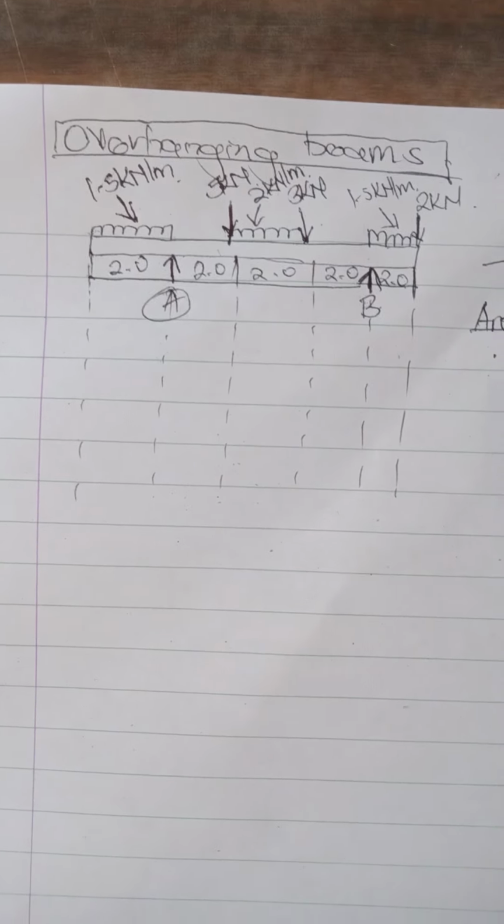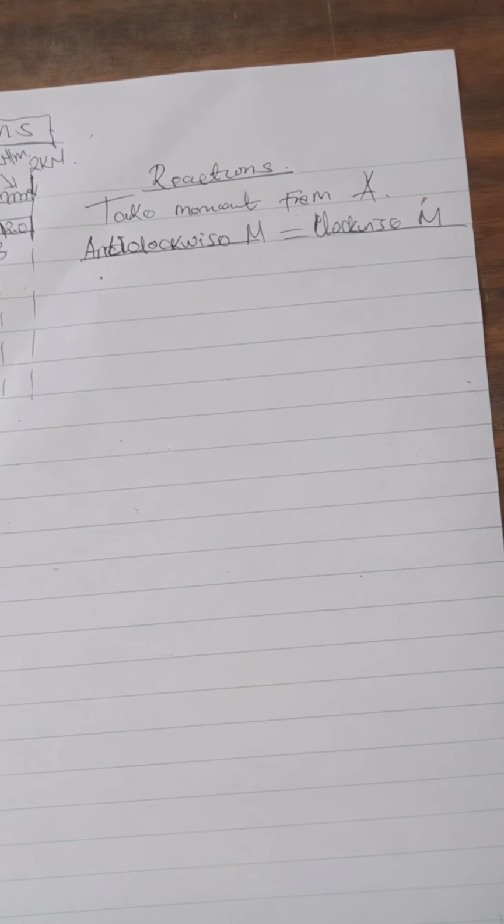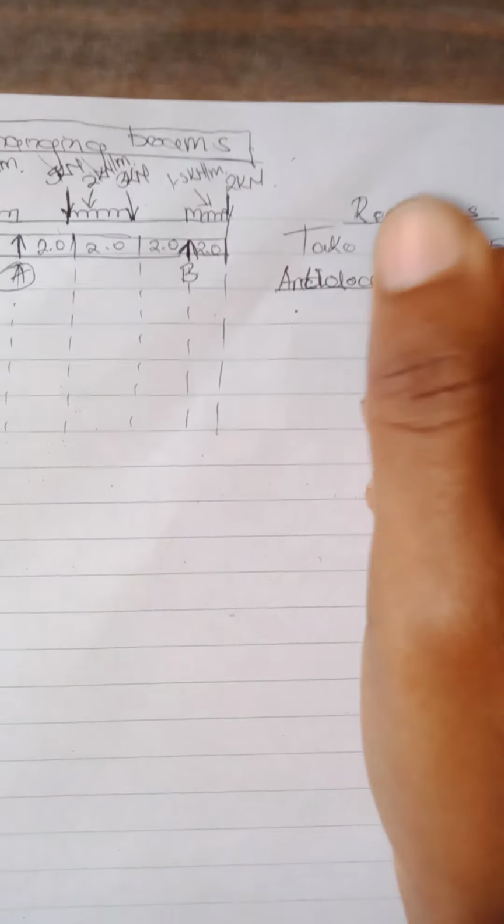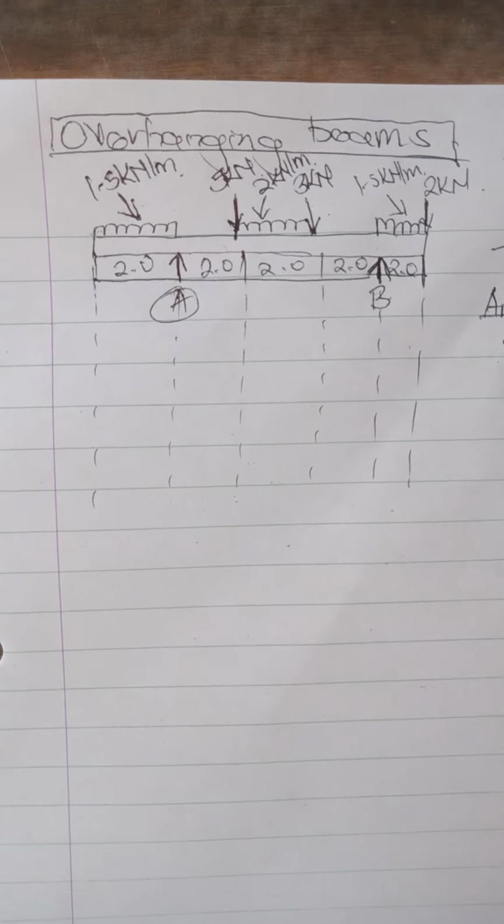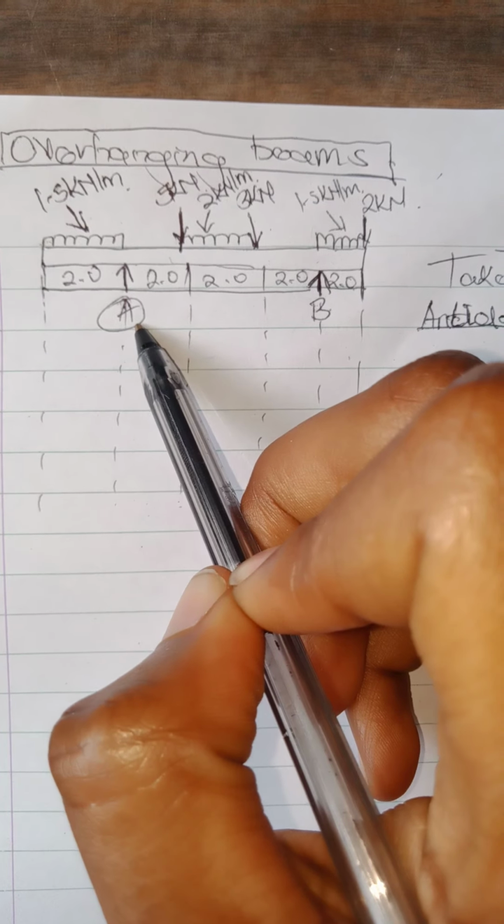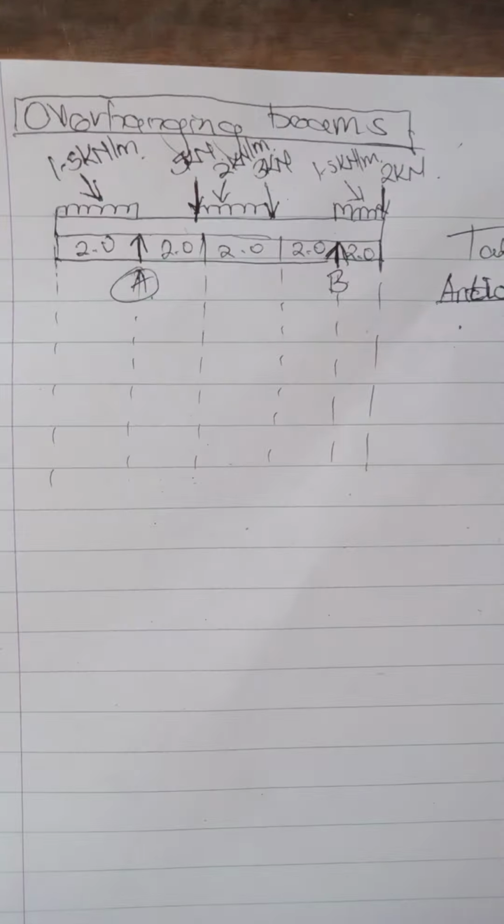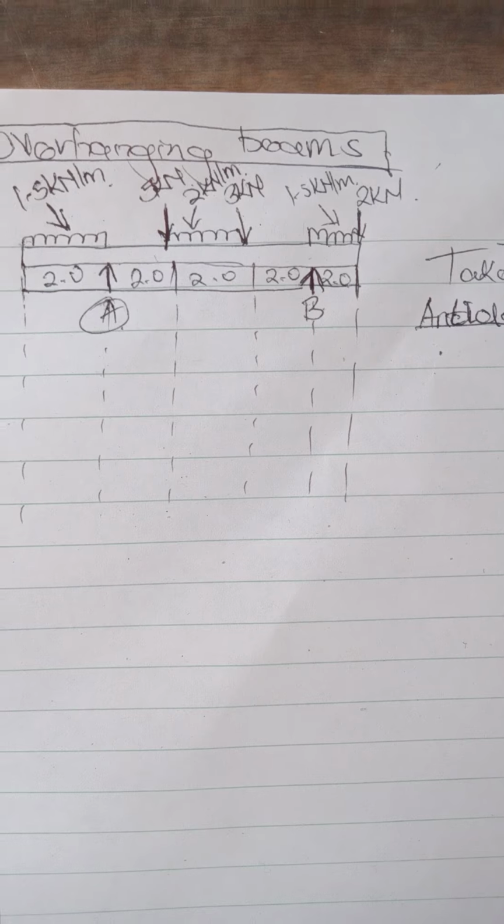Now we want to find the reaction at A. The anti-clockwise moments about this point equal the clockwise moments. So, find the clockwise moments about A. We start with the 5 kilonewtons. About A is 5 times 2, because it's the force.